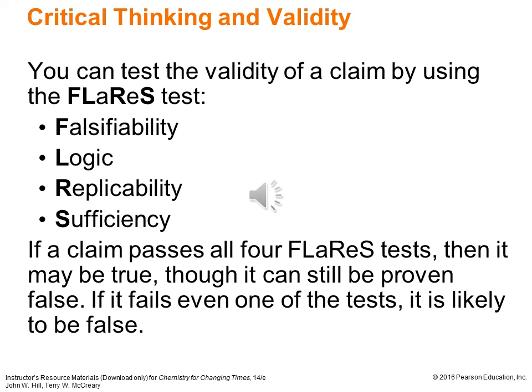You can test the validity of a claim by using the FLaRS test, as our textbook provides it. So F for falsifiability, L for logic, R for replicability, and S for sufficiency. If a claim passes all 4 FLaRS tests, then it may be true, though it still can be proven false. If it fails even one of the tests, it is likely to be false. So again, we have to be careful in science. We don't prove things to be true, we prove things to be false.